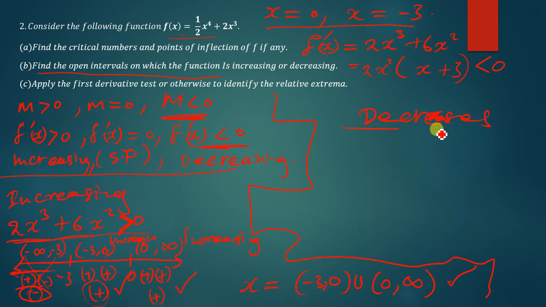The function decreases in the interval x from -infinity to -3. So this is the interval where the function decreases, and then this is the region where the function increases. So it's as simple as drinking water. This is how you solve such functions, this is how you solve such questions.